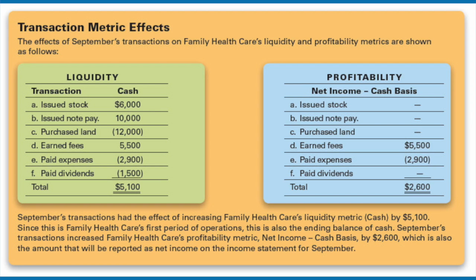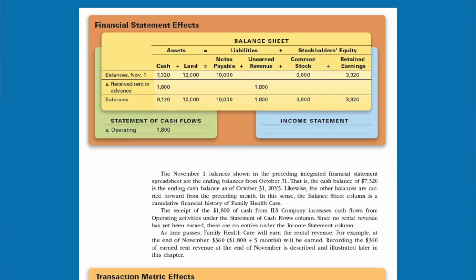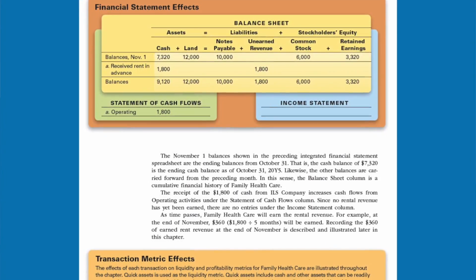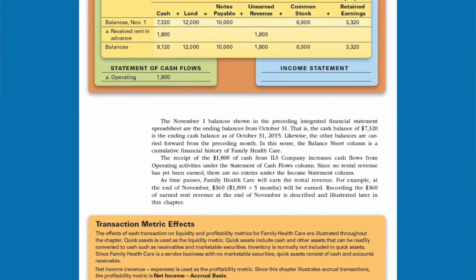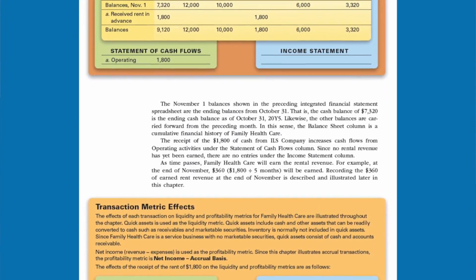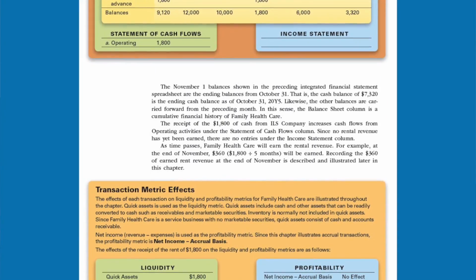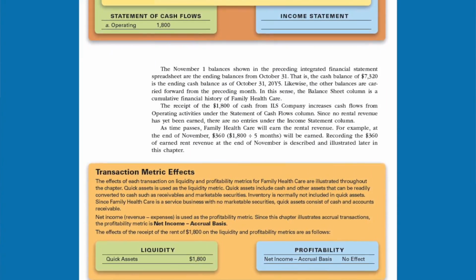So then we go to chapter number 3, where we introduce accrual accounting. The liquidity metric there turns out to be quick assets. What is quick assets? Well, it's cash and receivables. And now the profitability metric is net income on an accrual basis, because we're using accrual accounting, not cash basis. And so every time we have a transaction, we say, okay, here's the transaction, we recorded it using the integrated financial statement framework, but how did it affect my business? How did it affect how I run my business?